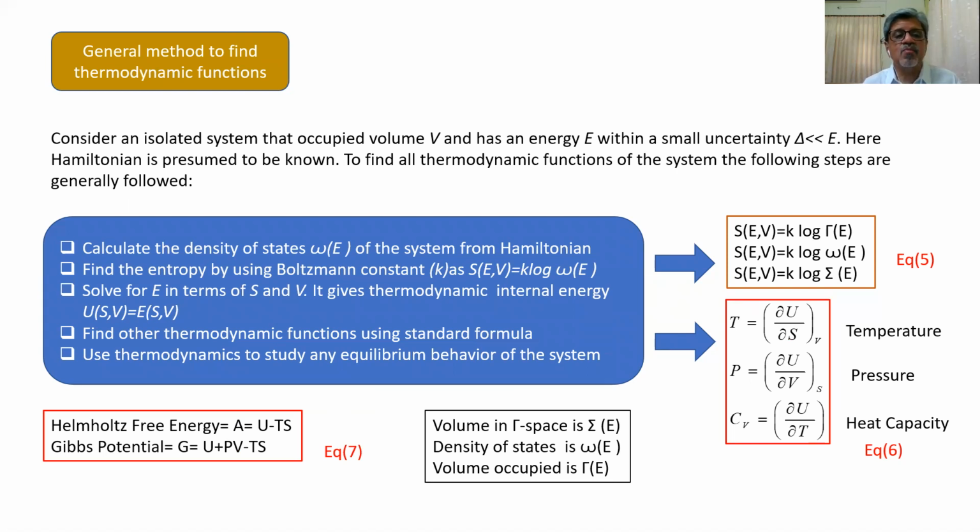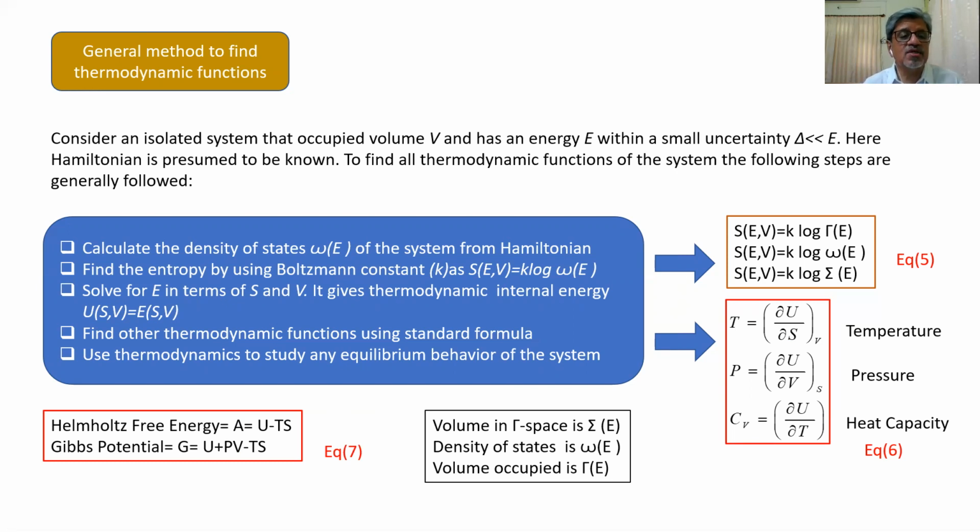And find the other thermodynamic functions using standard formulations. So once we find the internal energy U, then using these standard thermodynamic functions, we can calculate the other thermodynamic parameters, like temperature using del U by del S, pressure using del U by del V, and heat capacity CV using del U by del T. So all the things are given in a box on the right-hand side by equation number 6.